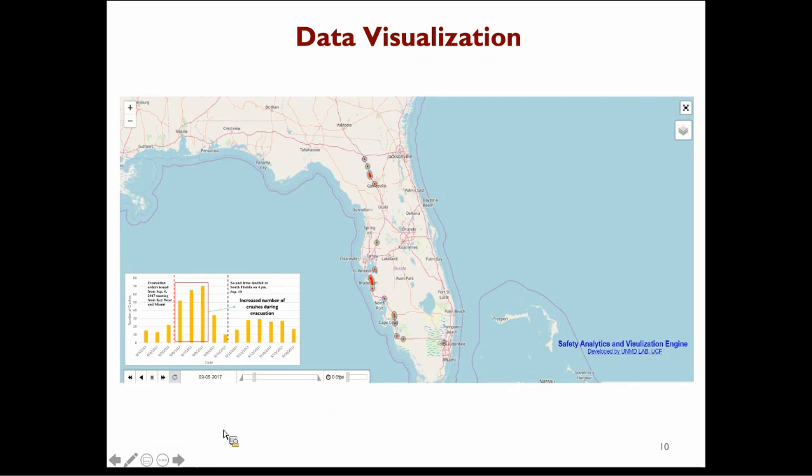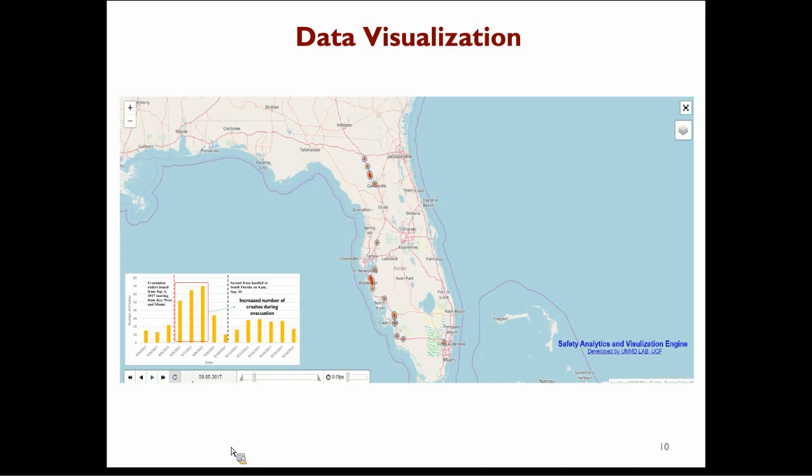In this one, you will see that the number of crashes will keep on increasing, and as we have more and more crashes, it will go along the border. And after landfall, there will be fewer and fewer crashes. When people are coming back, there could be some increased number of crashes, but that is much more dispersed.